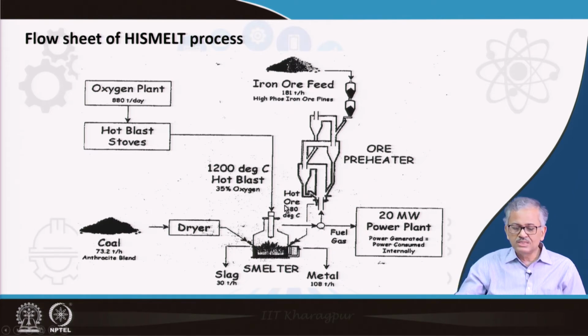Similarly, you can see the iron ore fines, this is also dried, and after drying, hot ore at 680 degrees centigrade basically comes and then it is also injected. This preheating is basically done by taking a part of the off gas for preheating, and the rest of the off gas goes to the power plant. So off gas from the smelter gasifier, a part of it is used for preheating the ore, that is the iron ore, and the rest of it goes to the power plant. A 20 megawatt power plant is there.